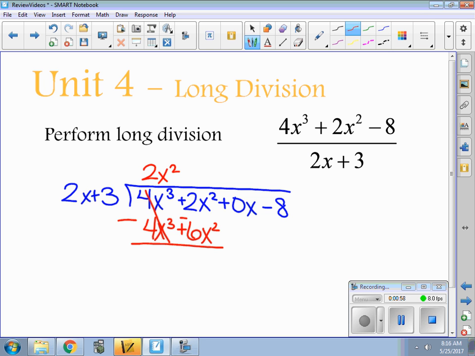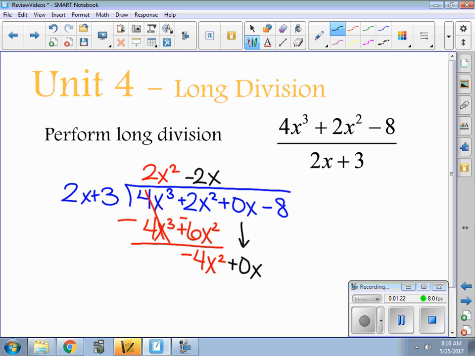And then don't forget to negate the second term, so 2x squared minus 6x squared is negative 4x squared. And then we bring the next term down. And our next step is to figure out 2x times what will give us negative 4x squared. So that'll be a negative 2x.